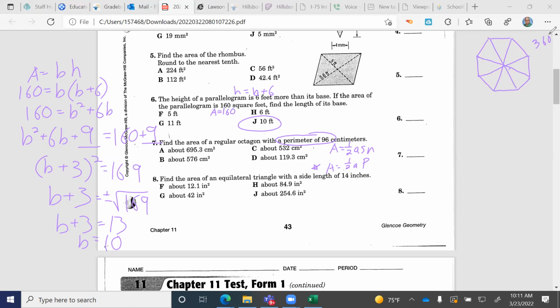Alright, so it's 360 degrees around the same point. I just split this into 8 equal pieces because it's an octagon. So each one of those top angles is 45.